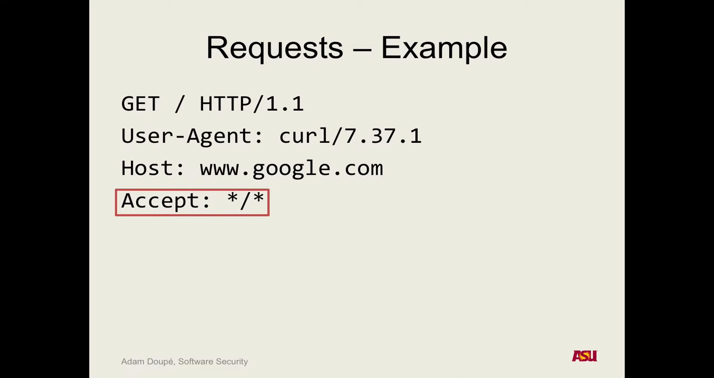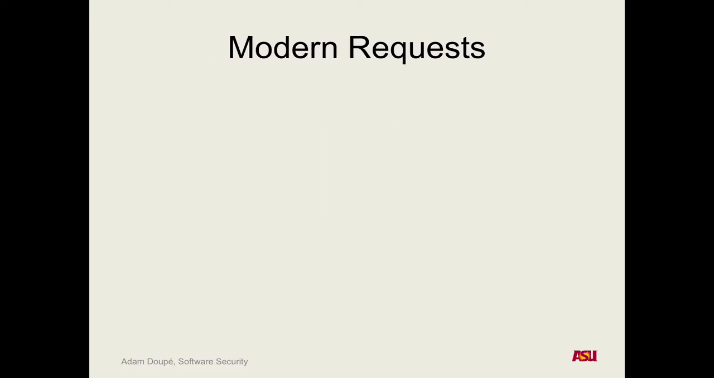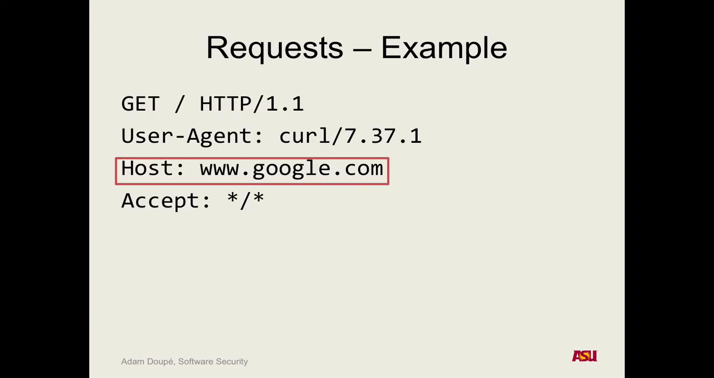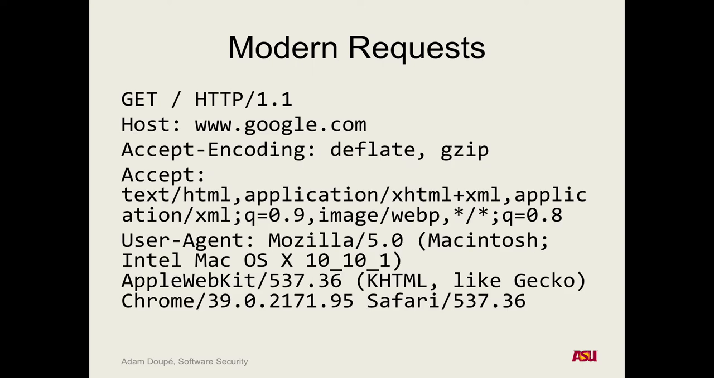Accept tells us what kinds of file formats and file types we can accept back. The host we'll talk about in a second. This is a super simple command line curl request. Modern requests are much more complicated. They all have the same first line, generally, but they'll also say what kind of encodings they accept. So the server can actually, as we saw for gzip encoding, gzip the content before sending it over. The user agents are much more complicated and more detailed.